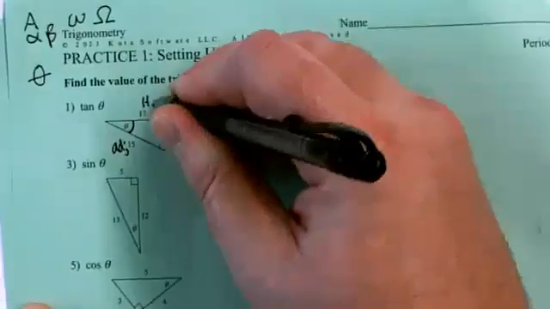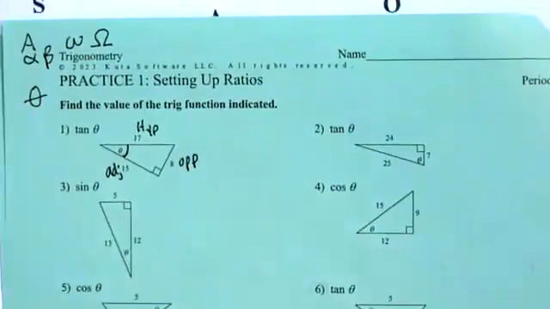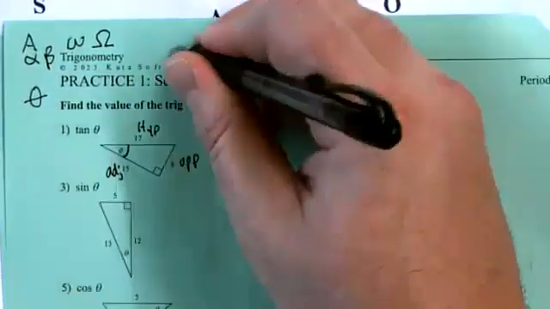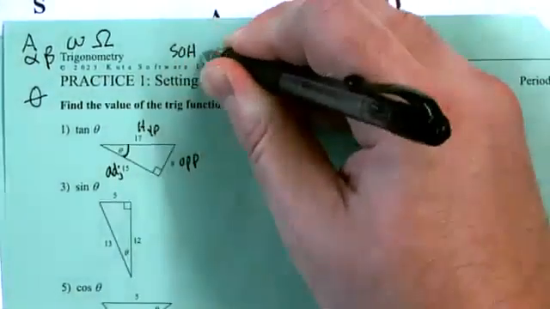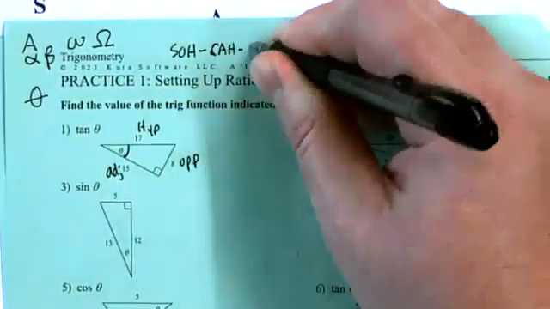Okay, we got hypotenuse, opposite, and adjacent. Now, you know what? I should write my cheat code up at the top of the page. You guys remember the cheat code? You remember it without looking? It was what we were saying in our heads a second ago. So, Toa.